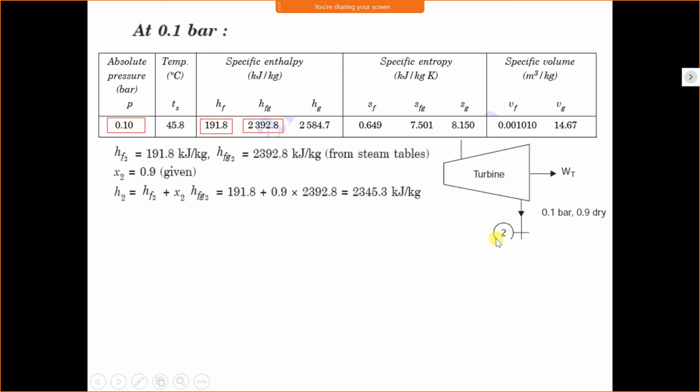Since here we are taking point 2, I am writing H2 equals HF2 plus X2 HFG2. This is at 0.1 bar. Now at 0.1 bar, the value of HF is 191.8. Here I will write 191.8. Then the value of X2 is given, that is 0.9, and HFG at 0.1 bar is 2392.8. Here we will get the value of H2.